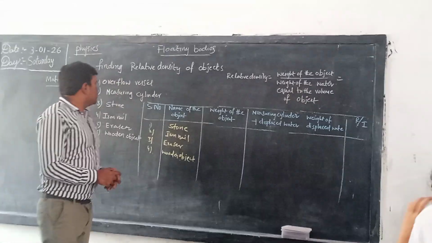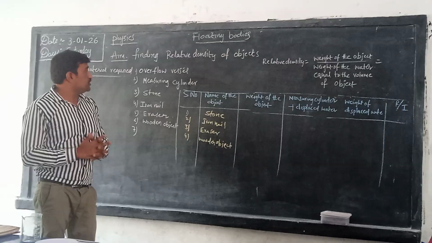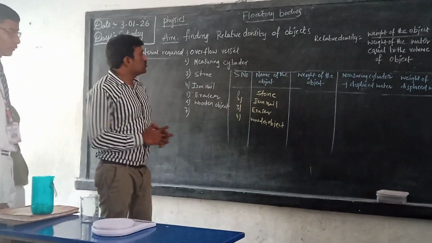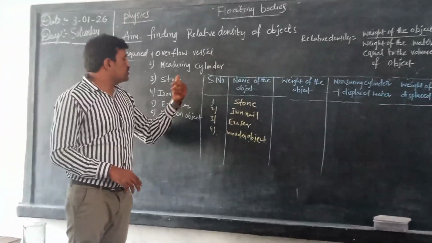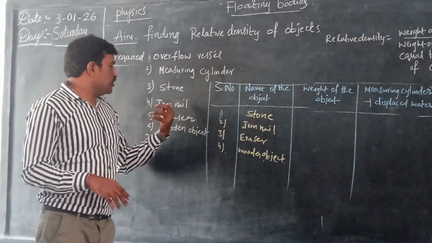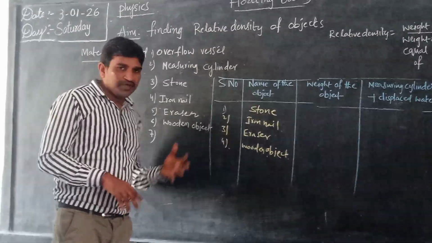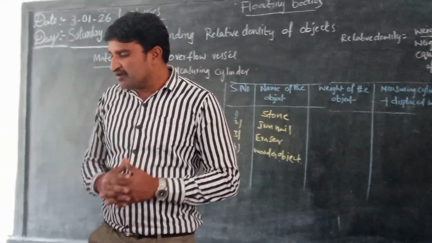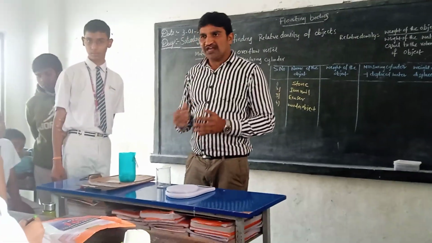So now, for this activity, we need some material. An overflow vessel and a measuring cylinder, stone. Some objects like stone and iron nail, eraser and wooden objects. So those are the materials required for this activity.